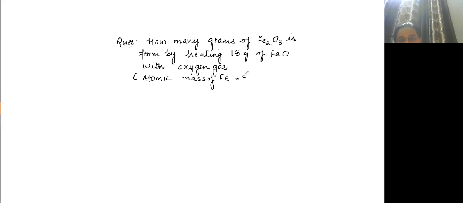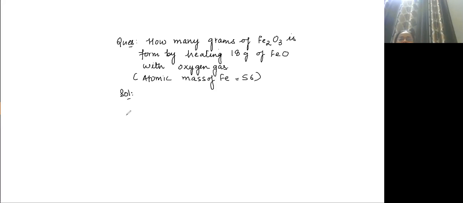Now, next question. How many grams of Fe2O3 is formed by heating 18 gram of FeO with oxygen gas? Atomic mass of Fe is 56.